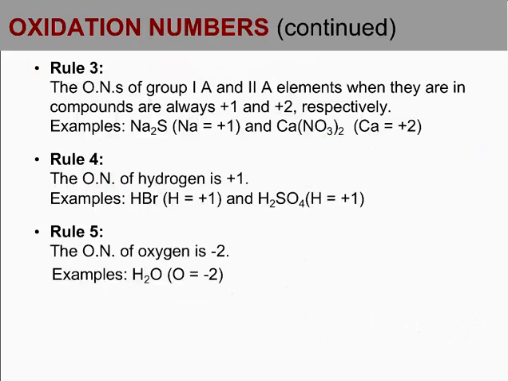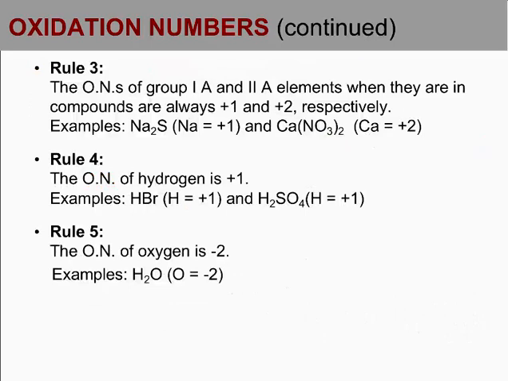And then rule number 4, the oxidation number of hydrogen is +1. Now there are some exceptions to this rule, but for the most part, hydrogen always has an oxidation number of +1. So as an example, if we have hydrobromic acid or hydrogen bromide, hydrogen will have a +1 oxidation number. Or if hydrogen is in a molecule like sulfuric acid, H2SO4, we're going to assign hydrogen a value of +1 as well.